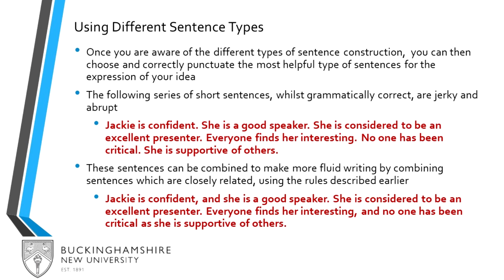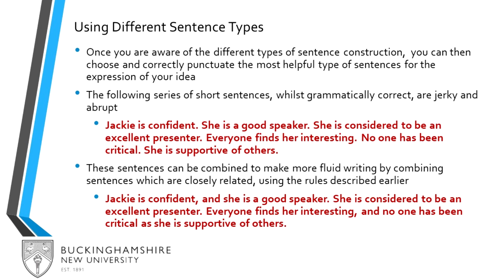So if we have a look at the second example here, notice how we've actually used a variety of different sentence types to say all the same things, but in a format that actually reads a little bit better, reads a bit more nicely. Okay, so let's have a listen to this. Jackie is confident and she is a good speaker. She is considered to be an excellent presenter. Everyone finds her interesting, and no one has been critical as she is supportive of others. Notice how that said all the same things as the first example of short, sharp, simple sentences, but it actually sounded a little bit more pleasant to the ears.